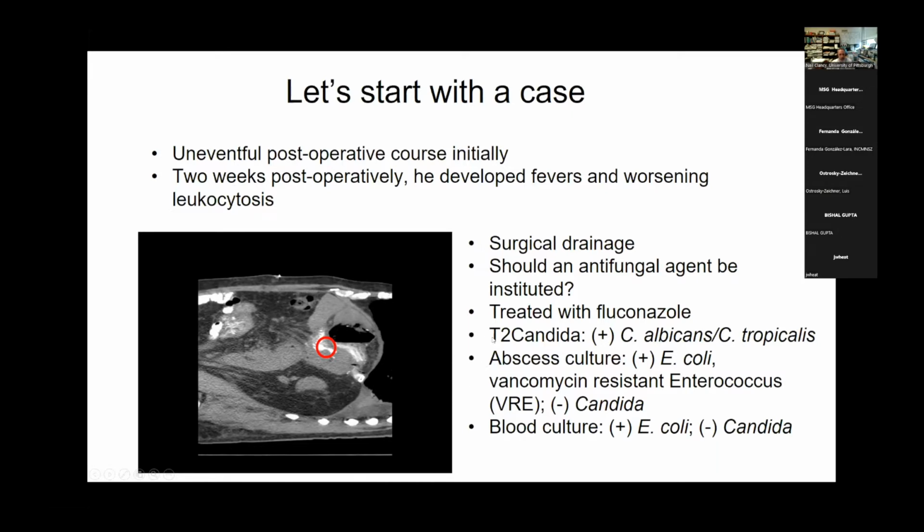Within a couple hours, we get a serum T2 Candida result, which is positive for Candida albicans / Candida tropicalis. And then over the next day or two, you begin to get abscess and blood culture results back. The abscess culture is positive for E. coli and VRE, but negative for Candida. And the blood culture also has the E. coli, but is also negative for Candida.